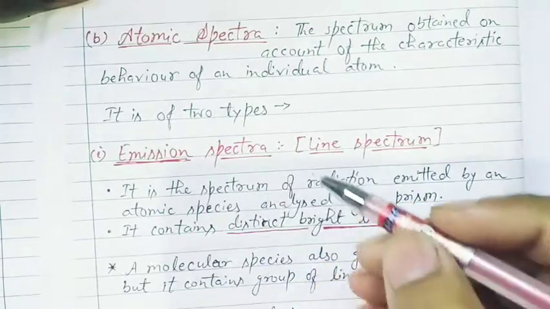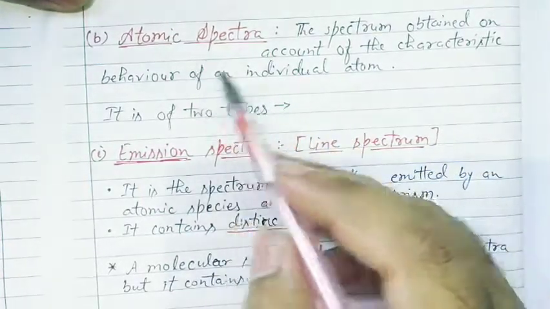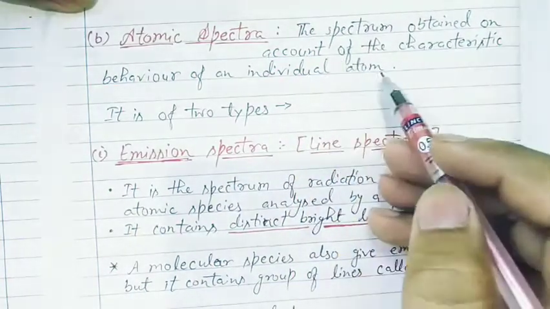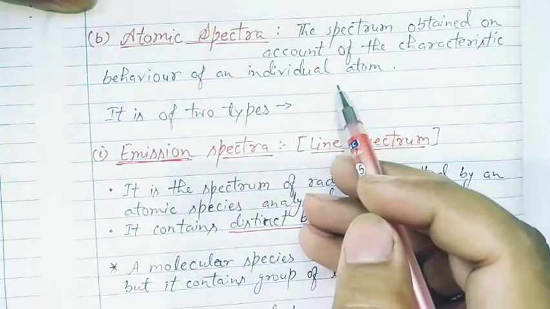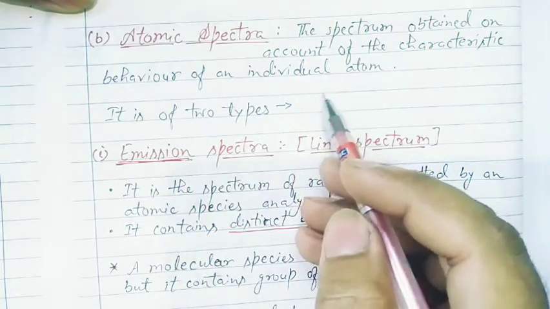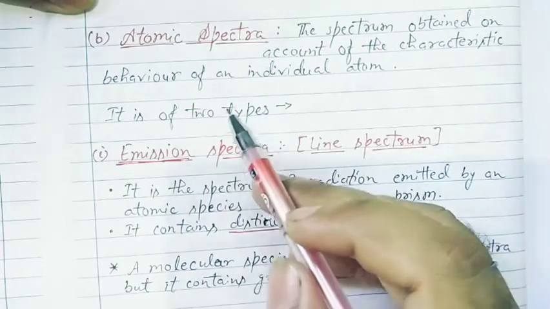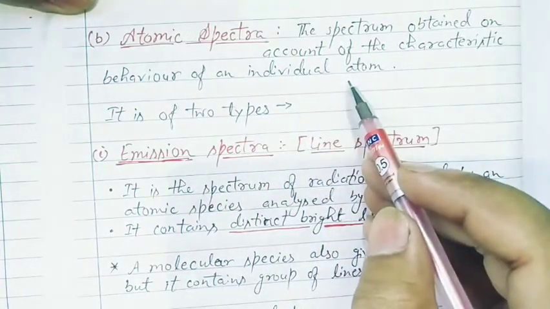After seeing the basic spectrum explanation, let's study what atomic spectra are. That is the main topic. It is the spectrum obtained on account of the characteristic behavior of an individual atom. You know that the atoms of each element are different from the others, so for every atom the atomic spectrum will be different. It is a characteristic property of all atoms.